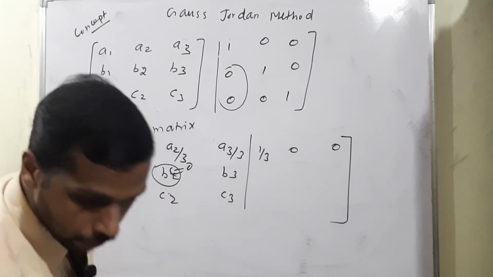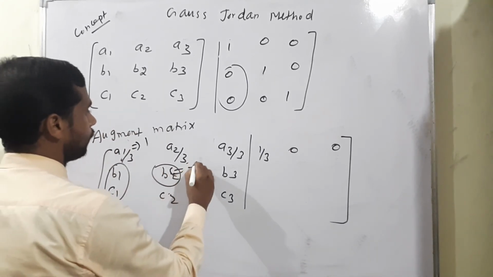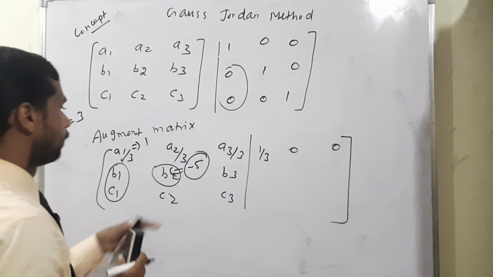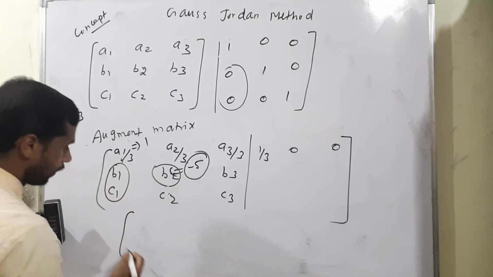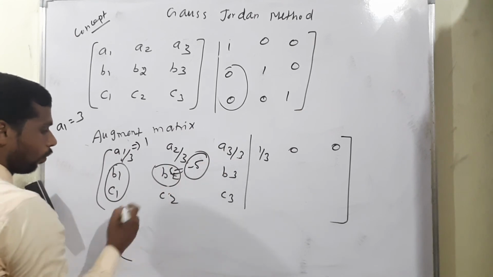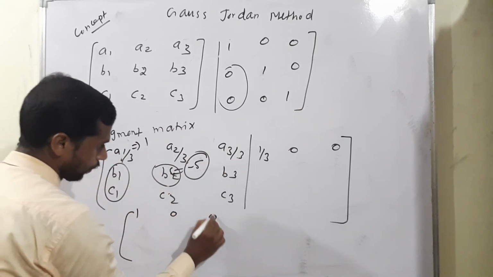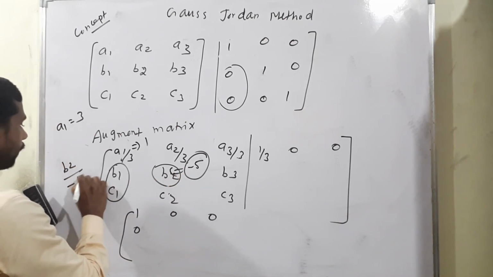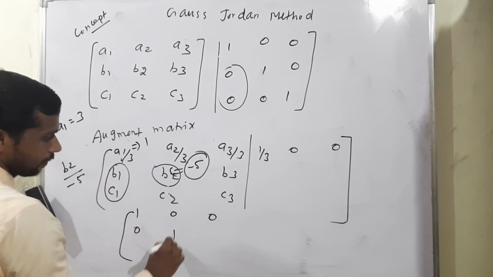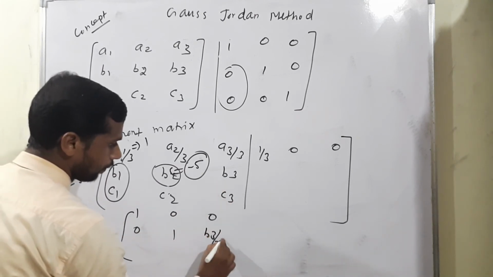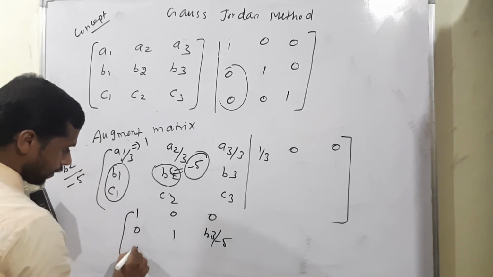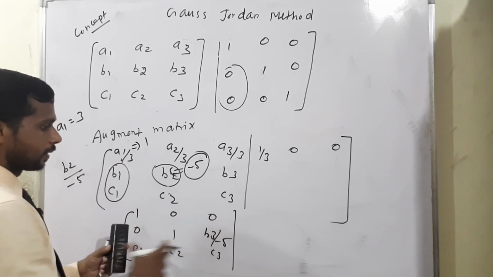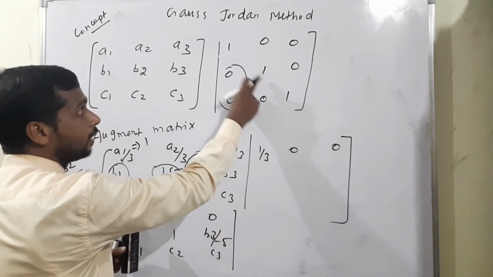If B2 is some value other than 0, suppose B2 is equal to negative 5, then each and every time we divide by negative 5. So B2 divided by negative 5 gives 1, negative 5 divided by negative 5. Here also B3 divided by negative 5, then column 3 as it is, C1, C2, C3. After dividing by minus 5, the augmented row term or identity term will also change.